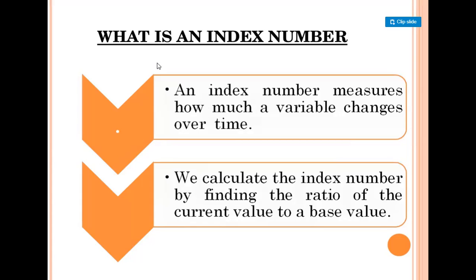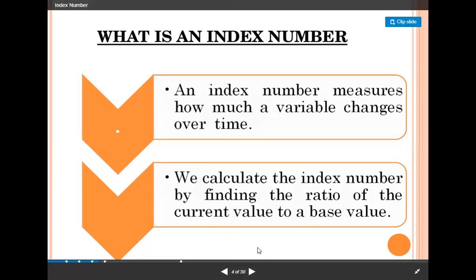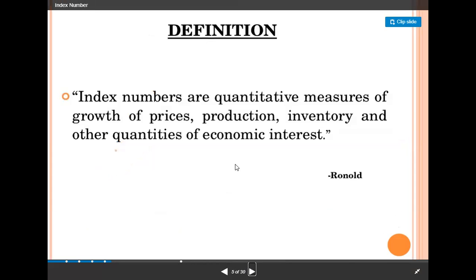We calculate the index number by finding the ratio of the current value to the base value. So when prices or production are increasing or decreasing, you have to compare the base value to the current value. Current value means the present year. Base value means last year. Similarly, present month, last month, and last week and present week. So this is how we observe these relative changes, the ratio of the current value to the base value. All of these we calculate with the help of index numbers.